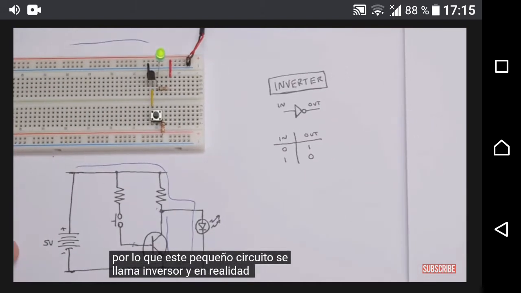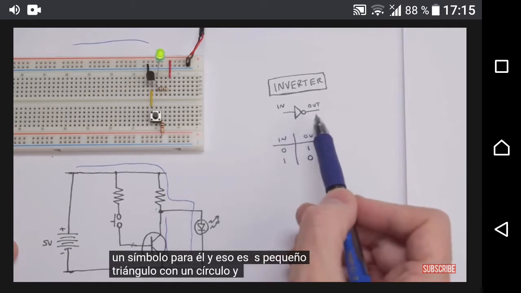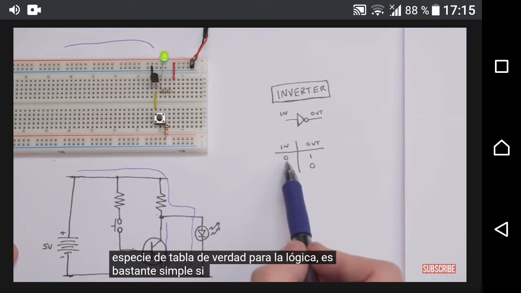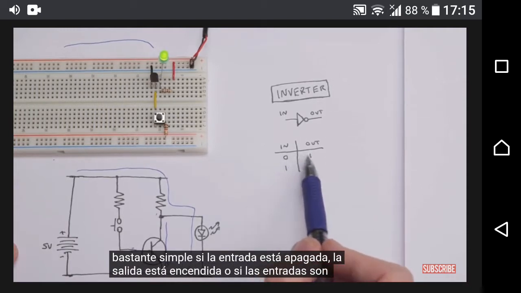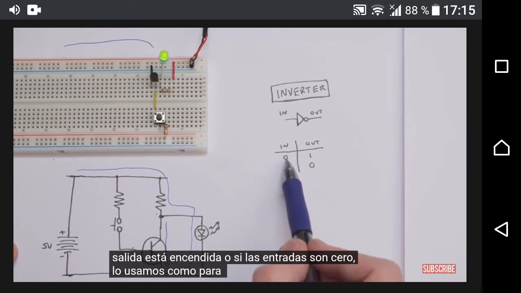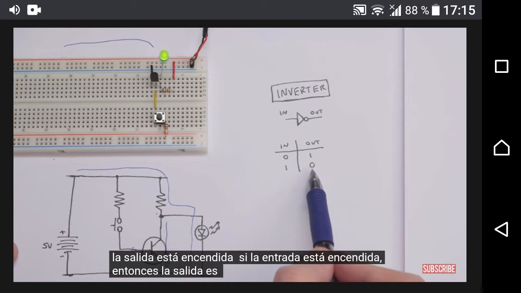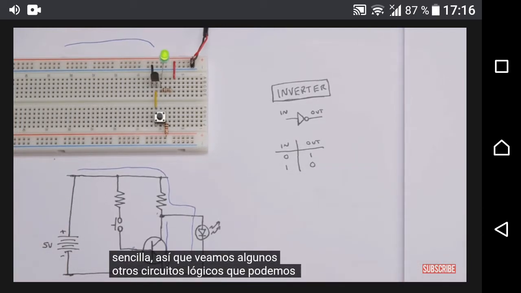There's actually a symbol for it, and that's this little triangle with a circle. And there's a truth table for the logic. It's pretty simple. If the input is off, the output is on. We use 0 to represent off. If the input is on, then the output is off. Pretty straightforward. So let's look at some other logic circuits that we can make with transistors.